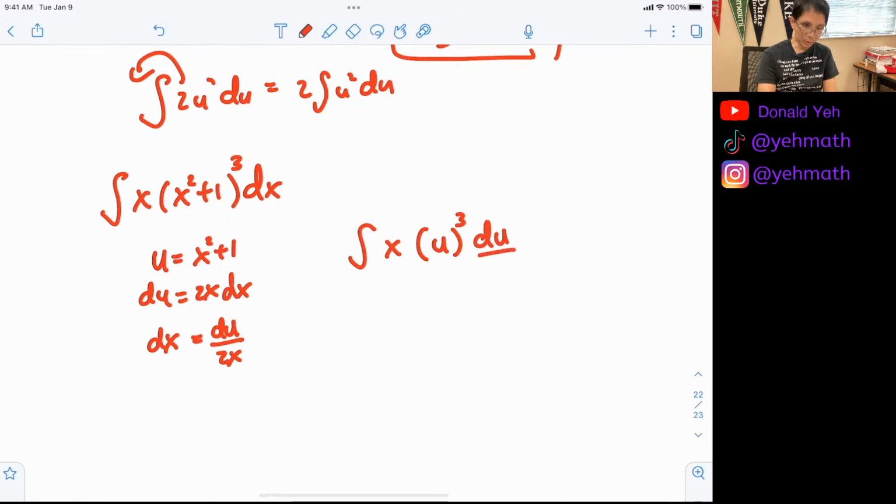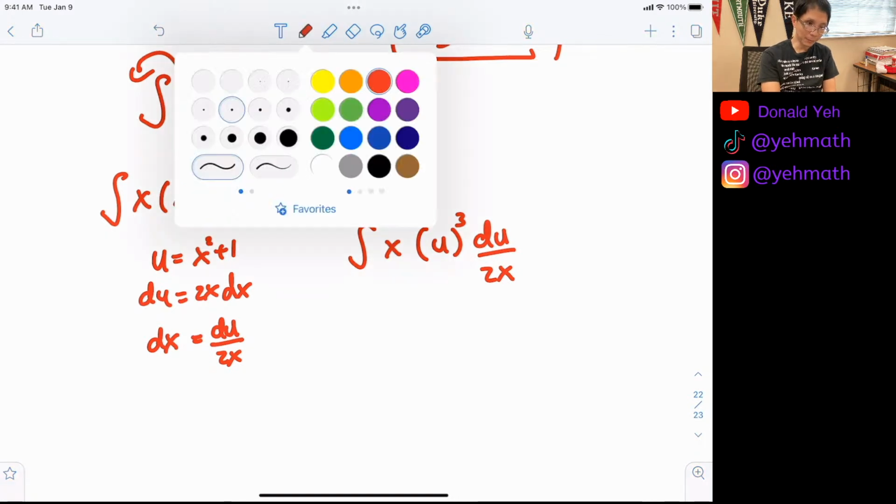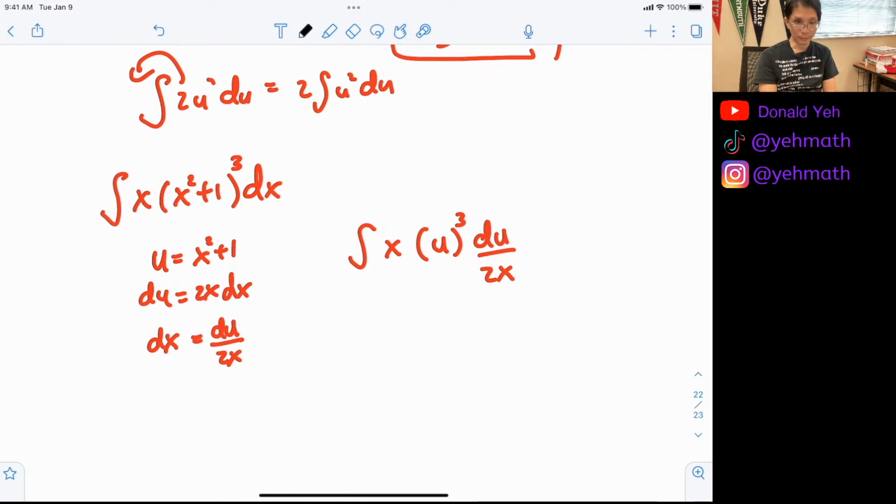dx is going to be du over 2x. Do you see that? Can anything simplify? x and 2x, x and x. This 1/2 you can spit out in the front. Does that make sense? The constant can be moved to the front. Am I going too fast? No?